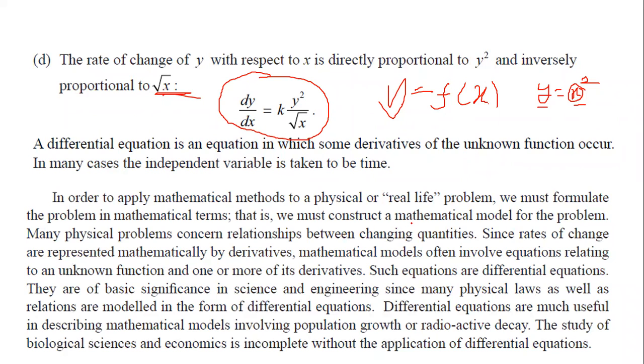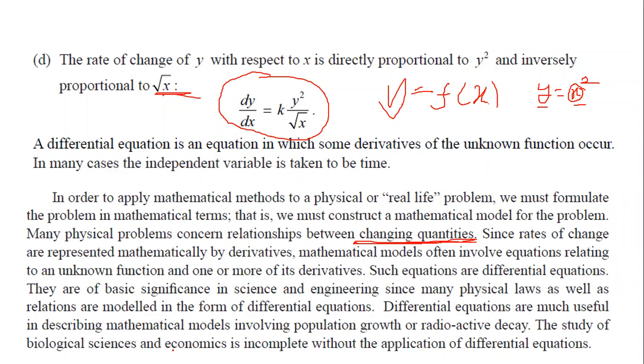In order to apply mathematical methods to a physical or real life problem, we must formulate the problem in mathematical terms. That is, we must construct a mathematical model for the problem. Many physical problems concern relationships between changing quantities. So when you form the mathematical model, you must keep the changing quantities in mind. Changing quantities means rate of change.